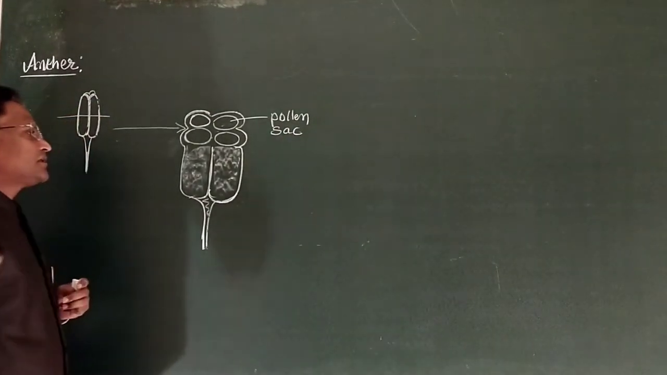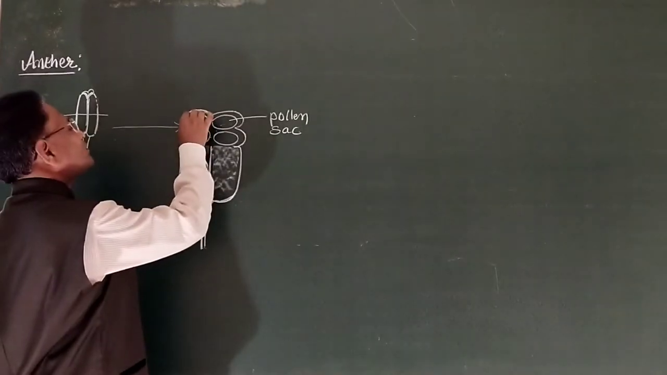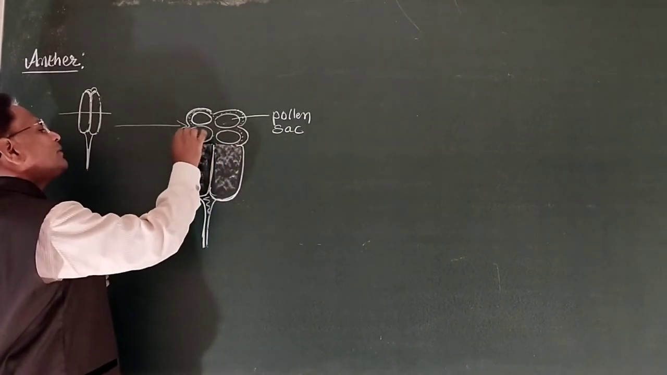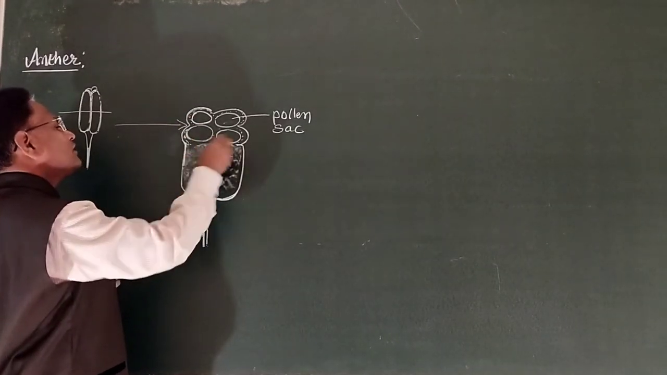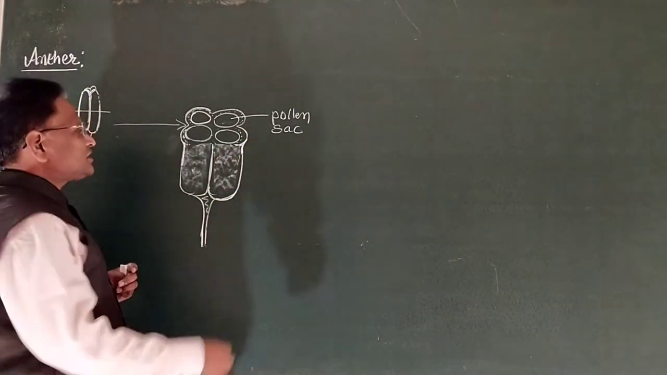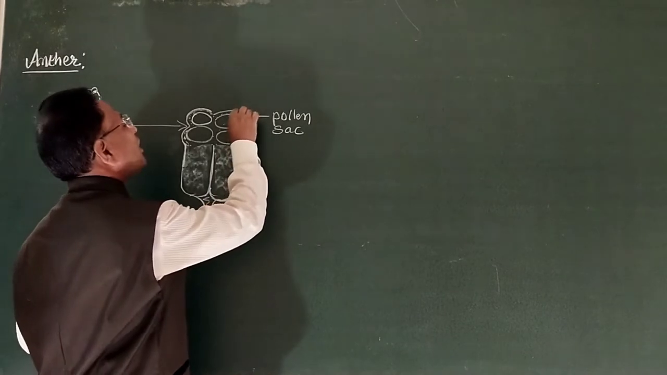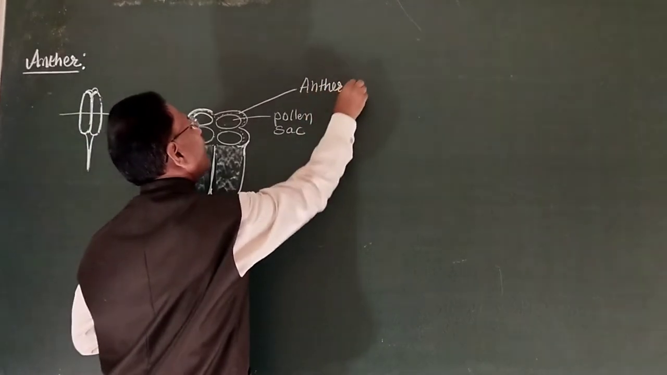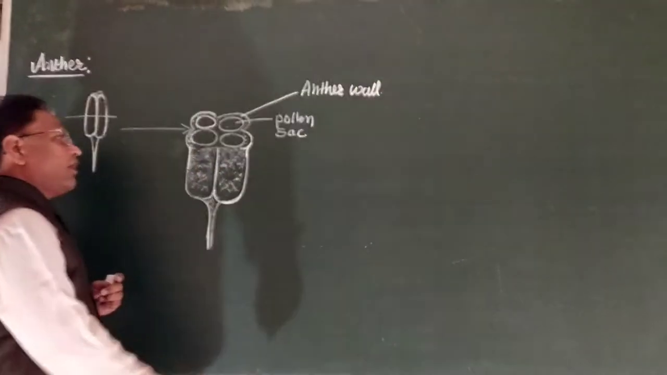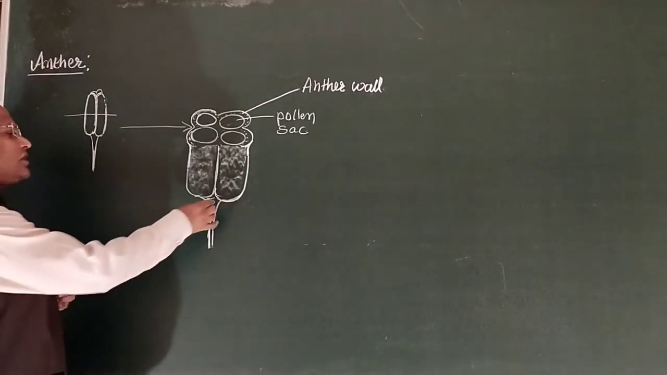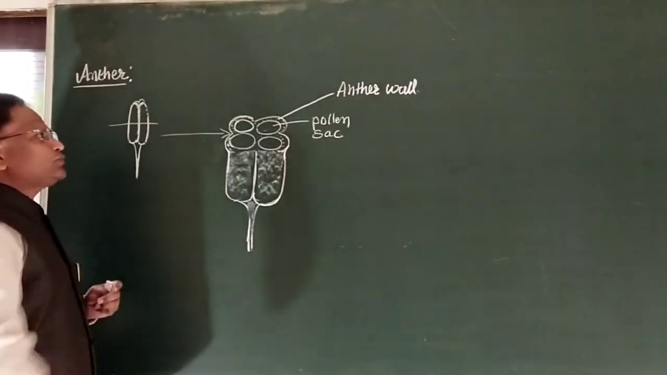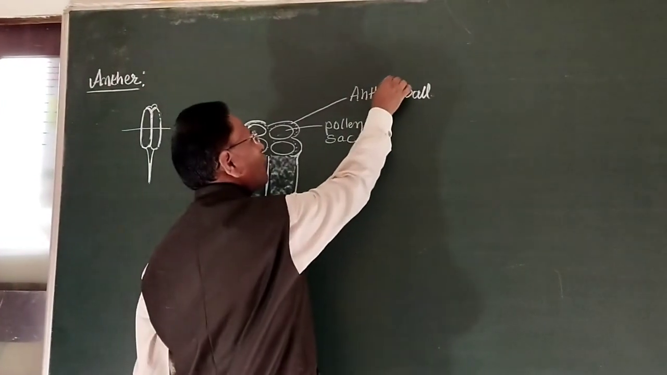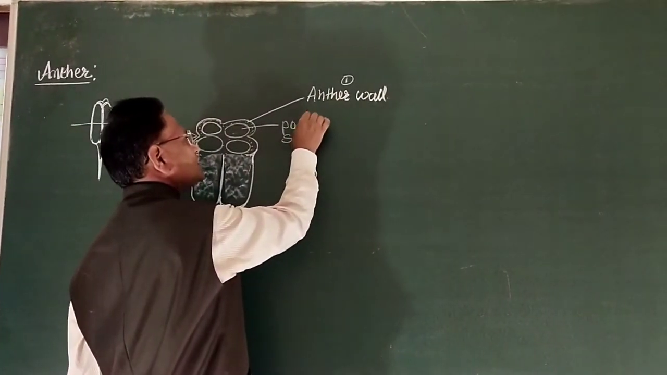The pollen sac is well protected by a developing protective cover. Such a protective cover is called the anther wall. So structurally, the anther may be distinguished into two parts: one is the anther wall and the second is the pollen sac.